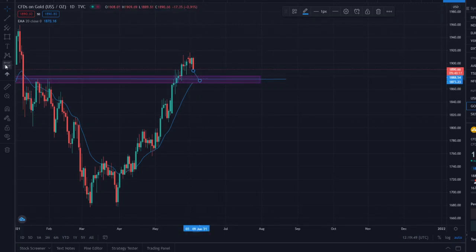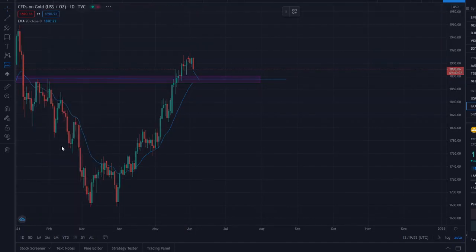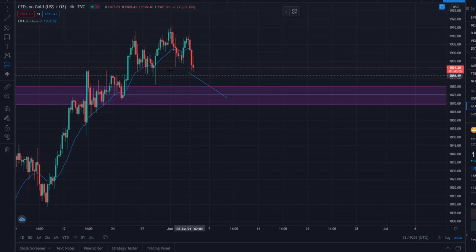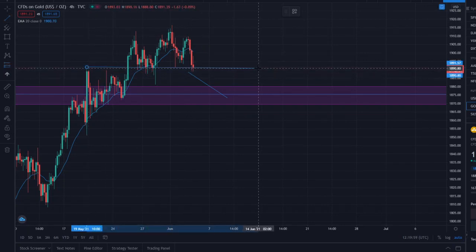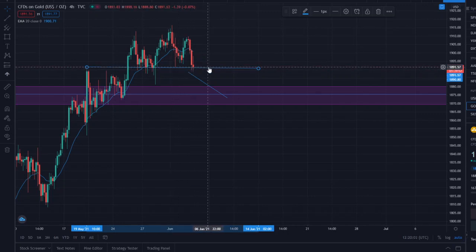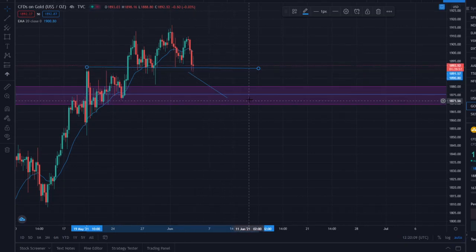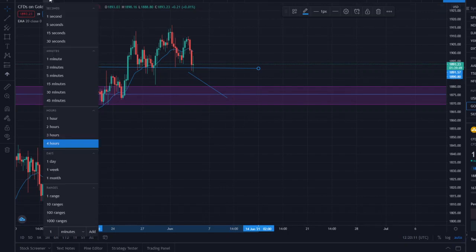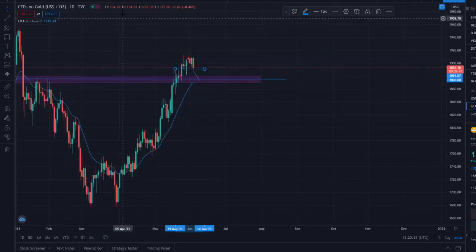If we take a look at the 4-hour chart, maybe, well, we are trying to hold this current support line here at 1890, but once we break it, we are pretty much going to this area here. Now back to the daily chart.